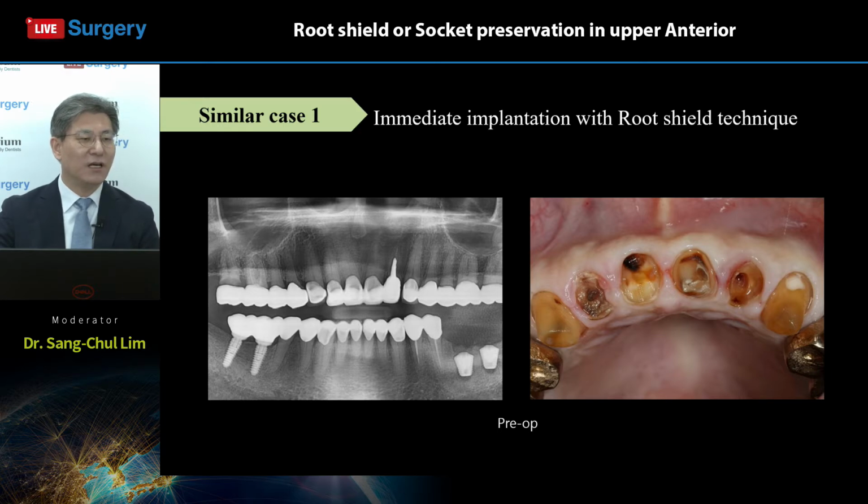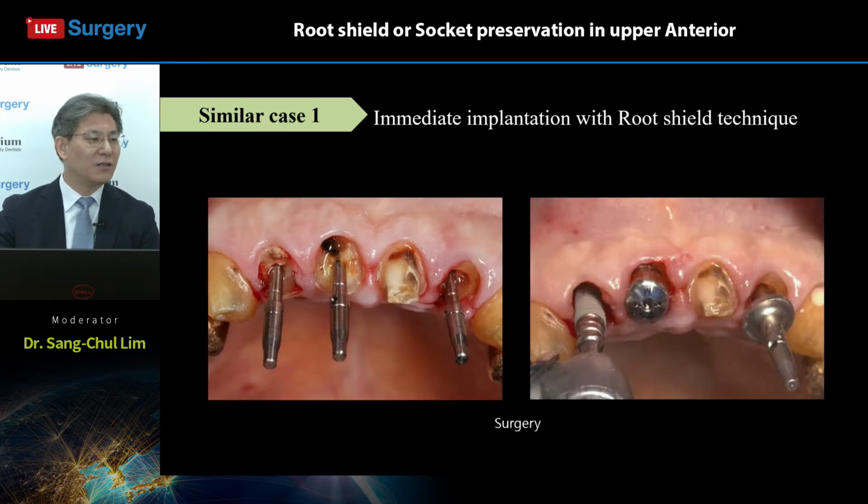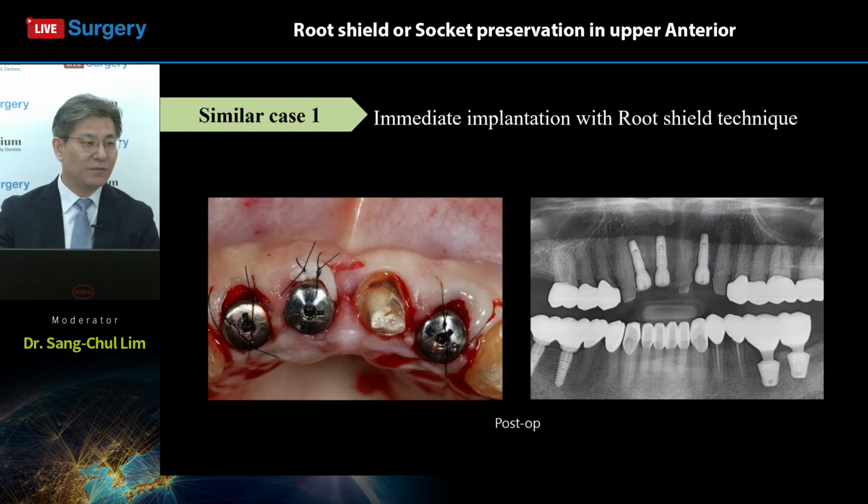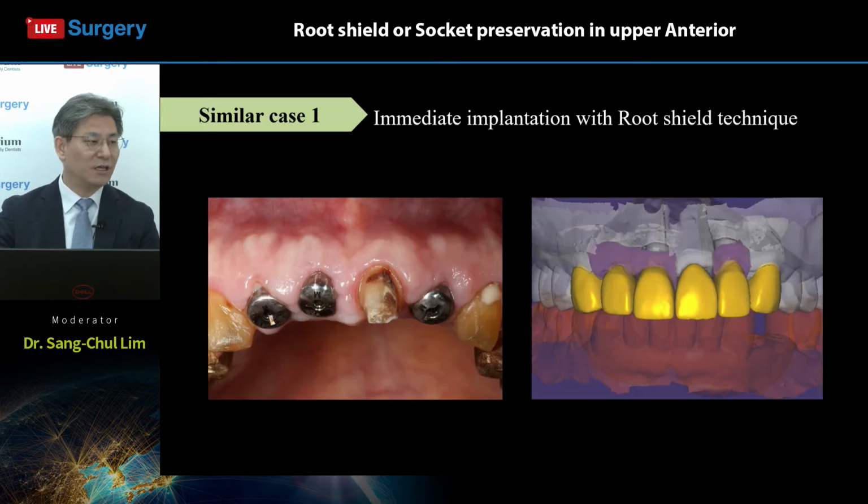This one is a similar case. Actually, the upper 6 anterior area had already fractured and failed. And as you can see, we remove the remnant of the tooth and only a small fragment, the shield part, remains on the labial part, and then put the implant fixtures in the socket area. Immediate implantation with the socket shield technique.